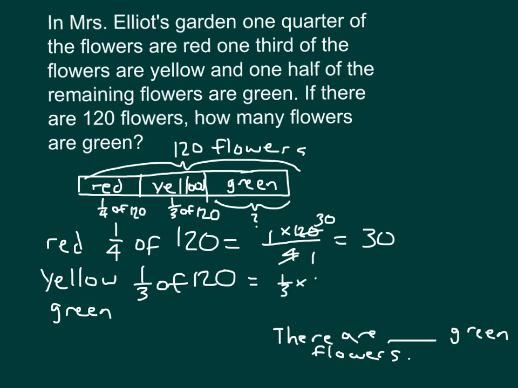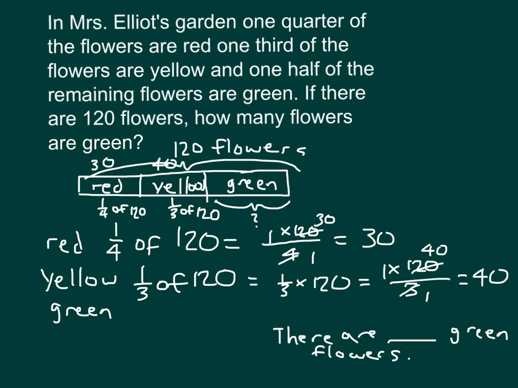Did you do something similar? Did you use a cancel approach? Ideally, you did get 40. So, putting these numbers in around our bar model, we know 30 are red, we know that 40 are yellow, and we know the rest are green.